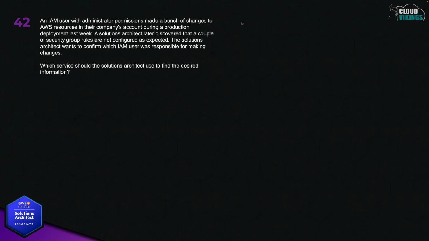42. An IAM user with administrator permissions made a bunch of changes to AWS resources in the company's account during a production deployment last week. A solutions architect later discovered that a couple of security group rules are not configured as expected. The solutions architect wants to confirm which IAM user was responsible for making the changes. Which service should the solutions architect use to find the desired information?